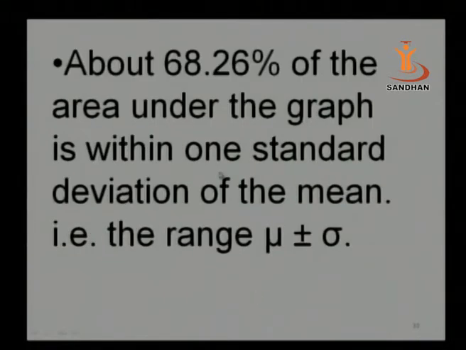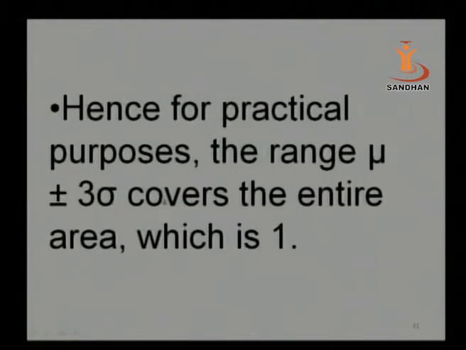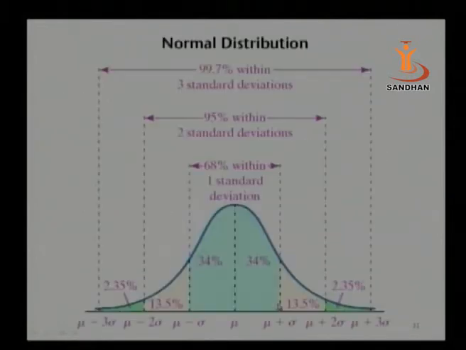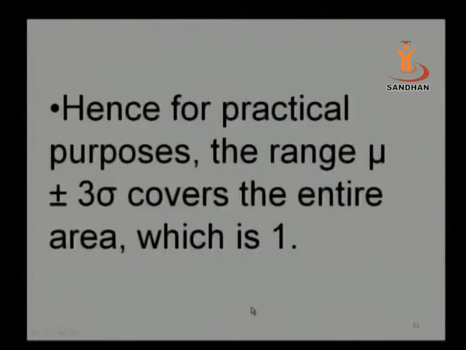Similarly, about 99.72% of the data will fall within the mu plus or minus 3 sigma range. You can see here almost all data will be covered within 3 sigma ranges. Hence, for practical purposes, the range mu plus or minus 3 sigma covers almost all the area, which is taken as 1, because the rest of the observations may be negligible.